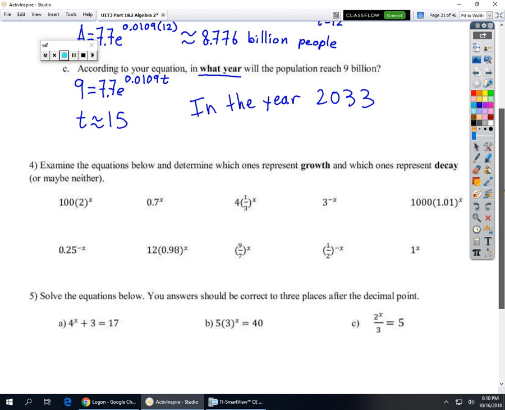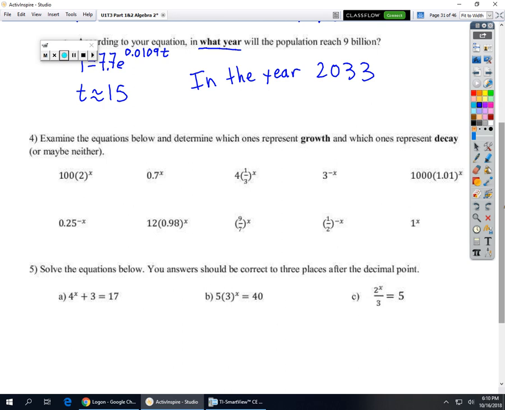All right, moving down to number 4. Examine the equations below and determine which ones represent growth and which ones represent decay. I had one of those, or maybe neither, because actually one of these ends up being neither. For growth and decay, you always take a look at what number is attached to the exponent. If the number is greater than 1, it's going to be a growth. So think about it: 2 to the power of x is definitely a growth because 2 is greater than 1. 0.7 to the x: 0.7 is a number less than 1, so if I keep using this number, it's going to get smaller. So this is a decay.